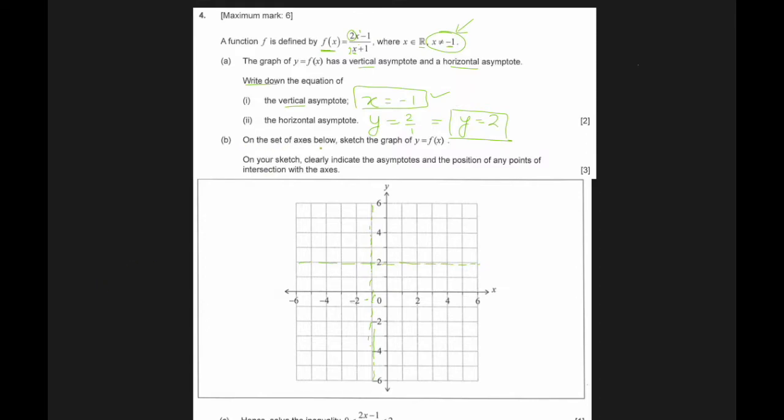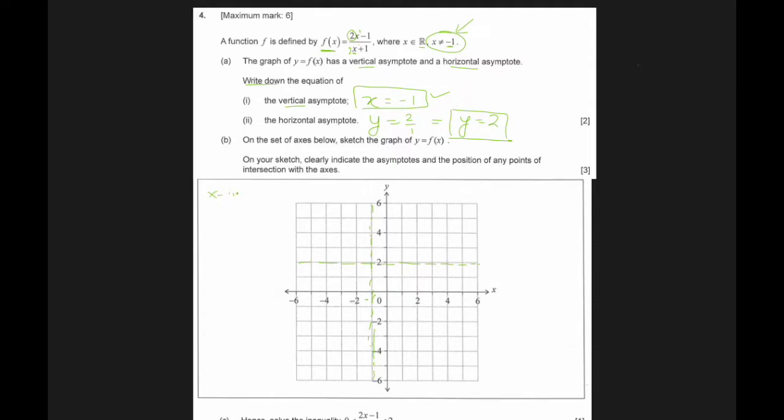On the set of axes below, sketch the graph of y equal to f(x). On your sketch, clearly indicate the asymptotes. I have already done that. And the position of any points of intersection. So let's find the intersections, meaning x-intercept and y-intercept.